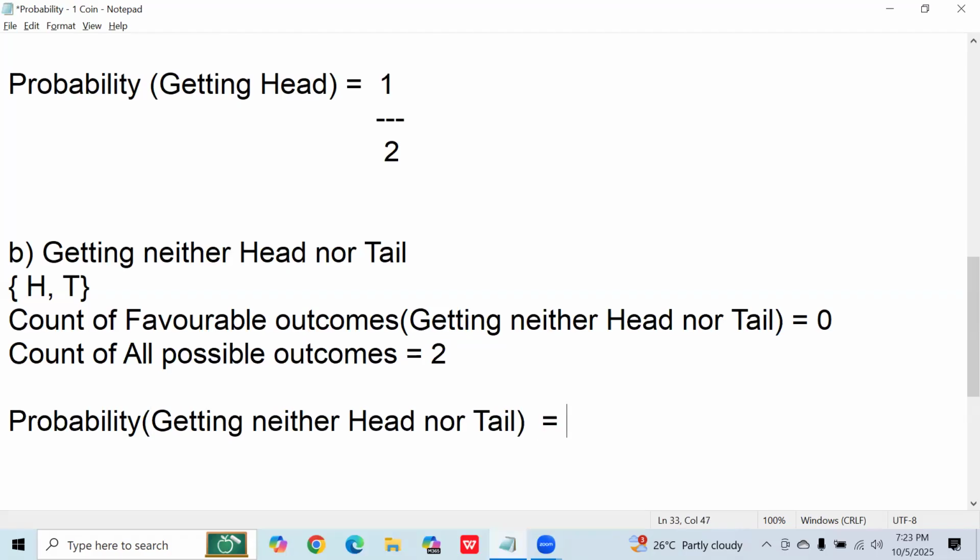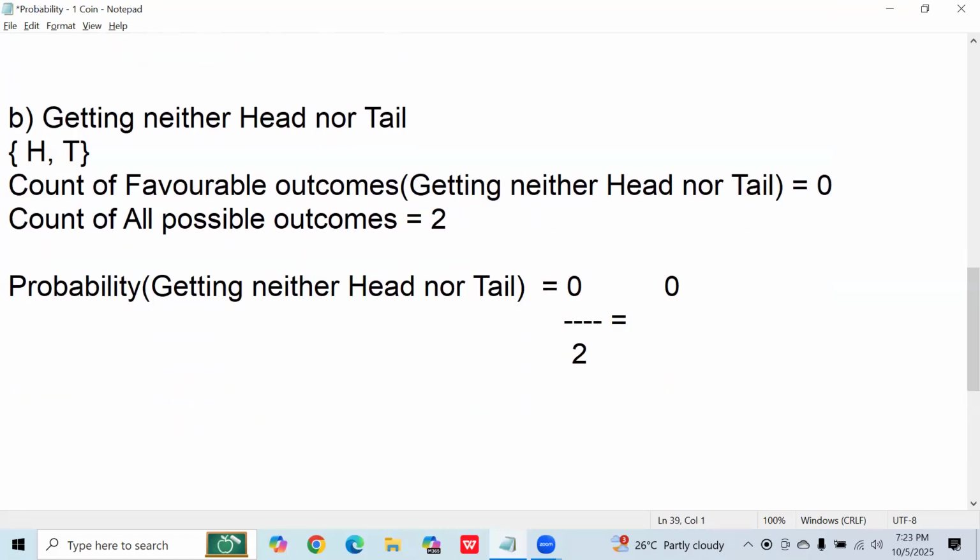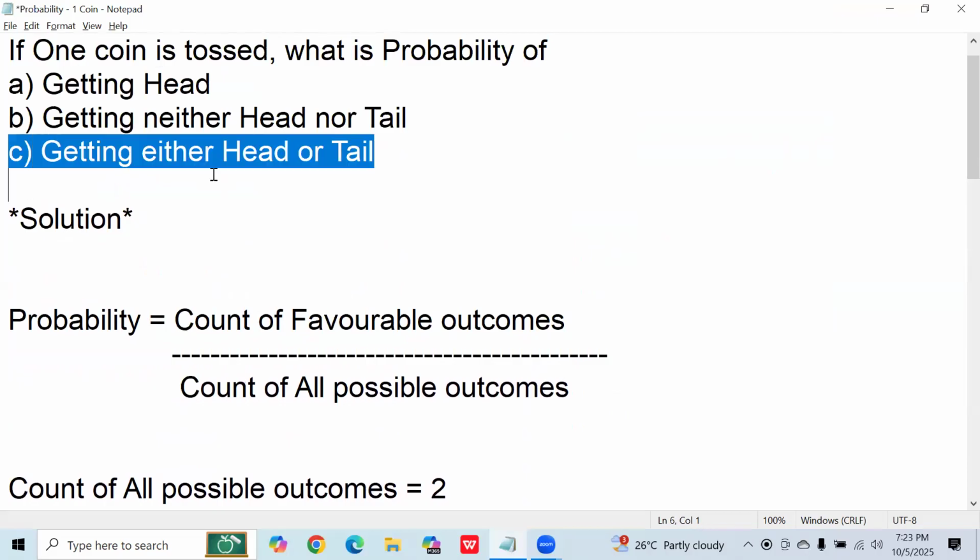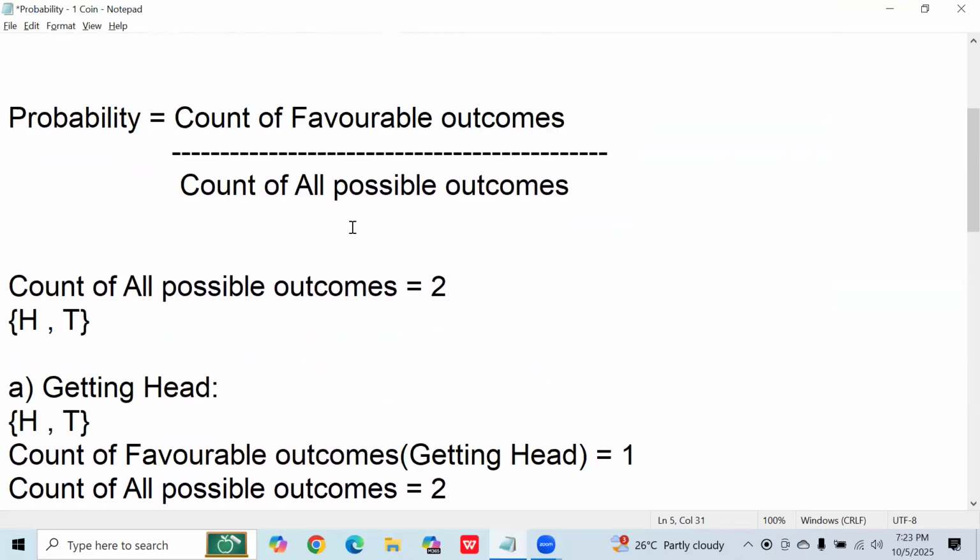So if we have to write the probability of getting neither head nor tail, the favorable outcomes are 0 and all possible outcomes are 2. So 0 upon 2, if we do, we get 0. So our probability of getting neither head nor tail is 0. Our answer is 0 for part B. Let's try to solve the C part of it: getting either head or tail.